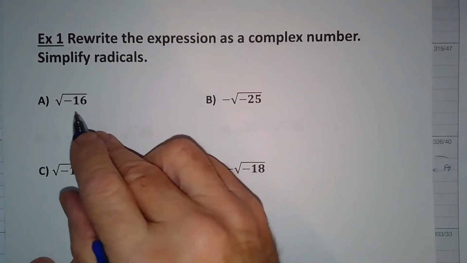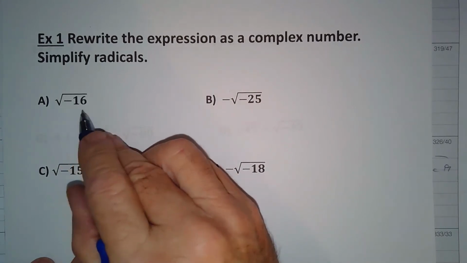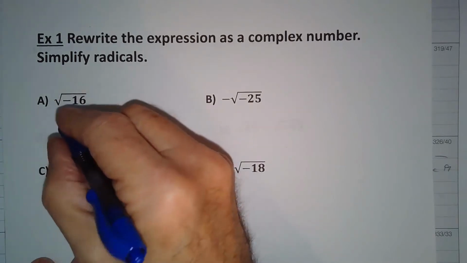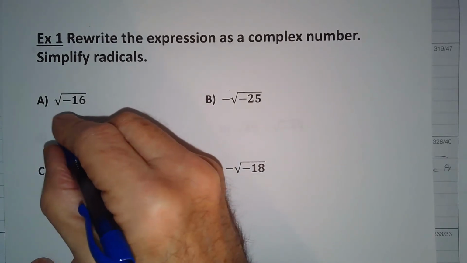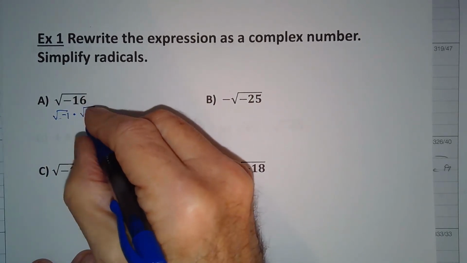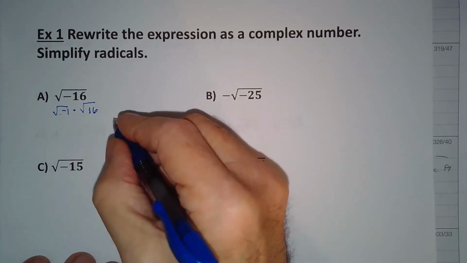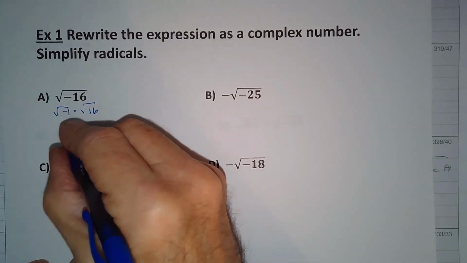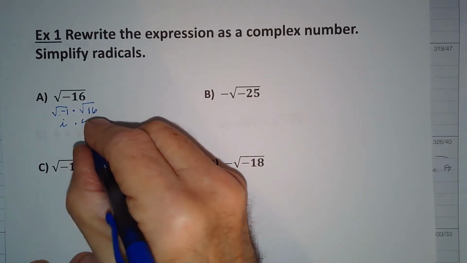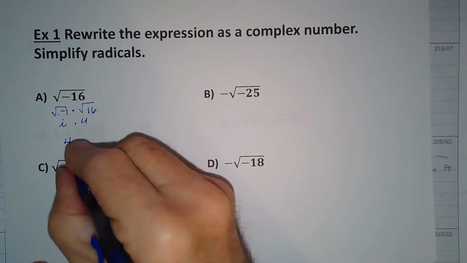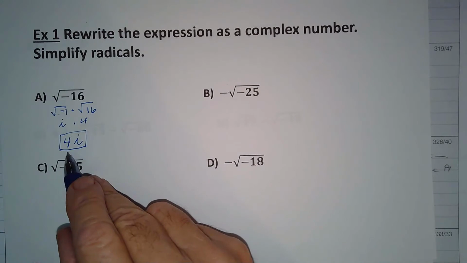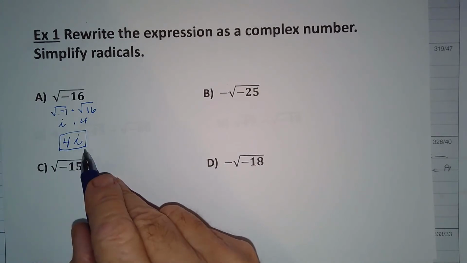And this is the square root of -16. So there's a negative sign under the radical. That's the problem, and we want to be able to get rid of that. Well, we factor that into the square root of -1 times the square root of 16. And when we do that, we know that the square root of -1 is I, and the square root of 16 is 4. So when we finish this off, we always want to put the real number first. So this is the imaginary number that we have.